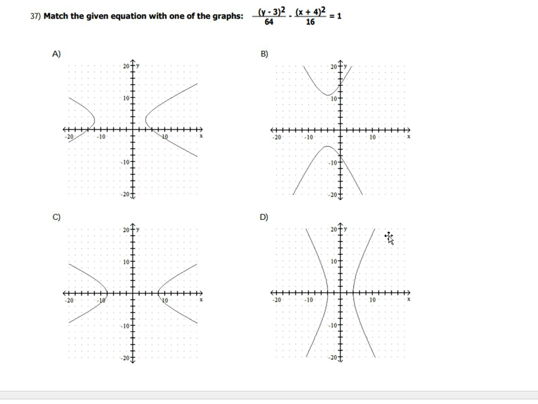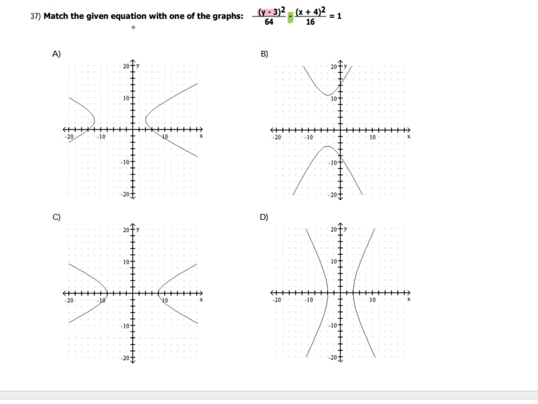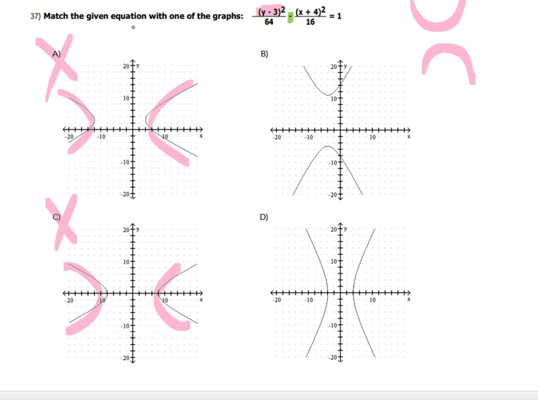37 is another matching. It's another hyperbola. Again, it's got a subtraction sign in between, so I know it's a hyperbola. This one, however, starts with the y. So that means it's going to be opening up and down. So I can eliminate everybody else: this goes like that, so that's not one. And that, so that's not one. And that, so that's not one. This is the only one that goes like this, so it's got to be that one.